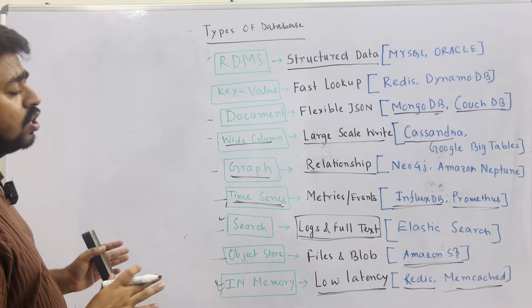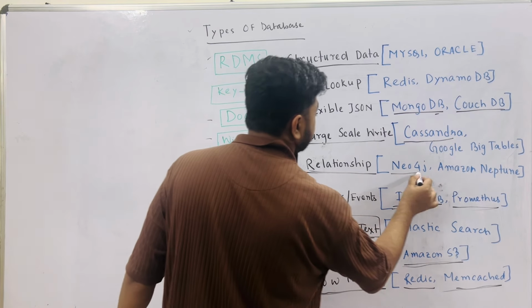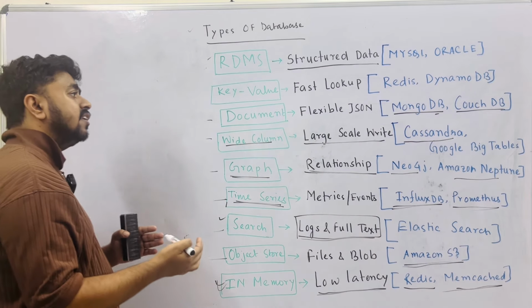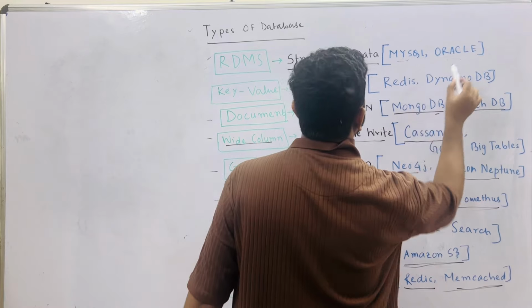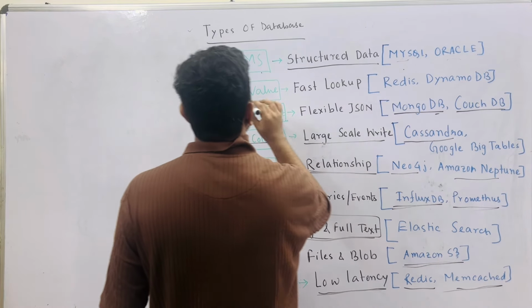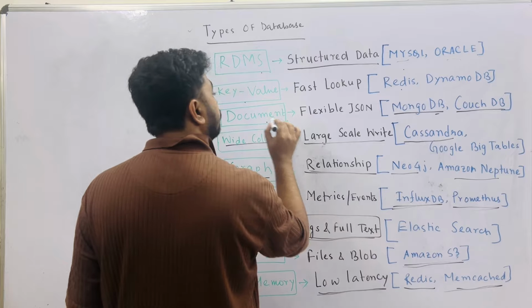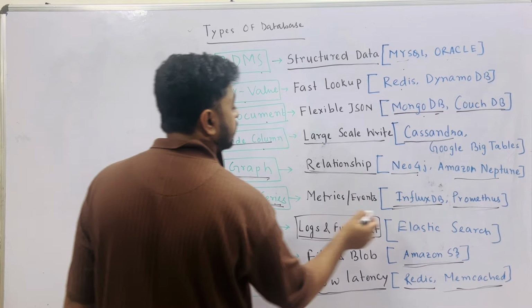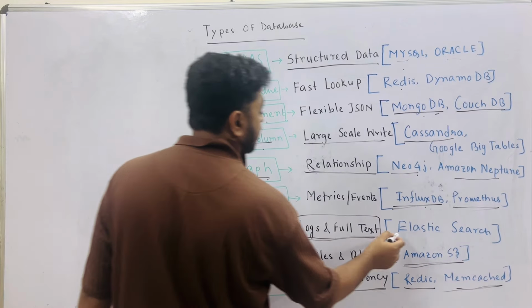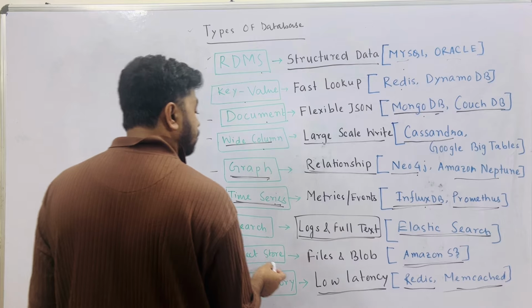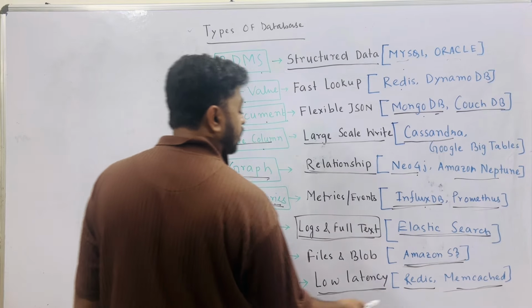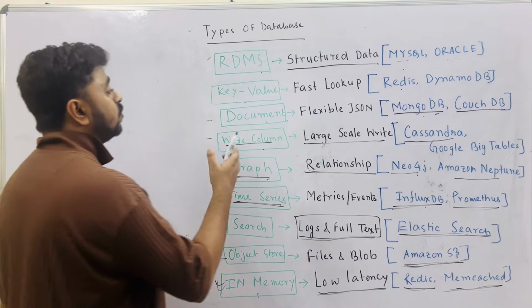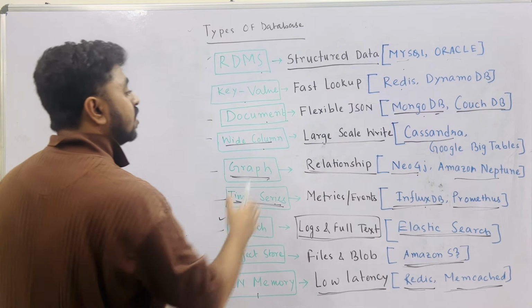So in this video we have seen all the types of databases available for our system design, and the examples for each: RDBMS, MySQL; key value pair, Redis; document, MongoDB; wide column, Cassandra; graph, Neo4j; time series, InfluxDB or Prometheus; search, Elasticsearch is the most widely used; object store is S3; in memory is Redis or Memcached. Whenever we design our system, we will be using most of these databases.